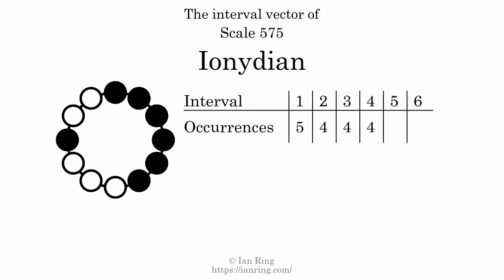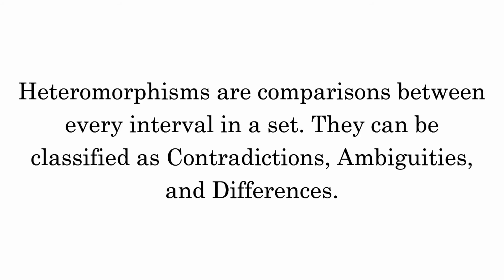There are 4 intervals with the size of 4 semitones. They are here, here, here, and here. There are 3 intervals with the size of 5 semitones. They are here, here, and here. There is 1 interval with a size of 6 semitones. It is here. Each interval does not appear in this scale a unique number of times, so this is not a deep scale. Heteromorphisms are comparisons between every interval in a set.